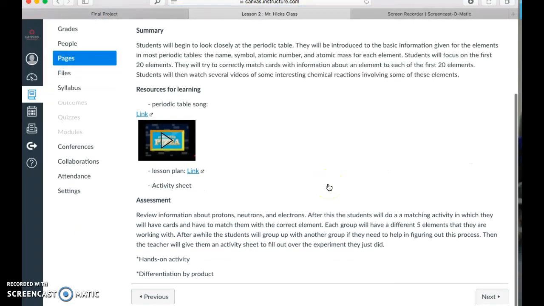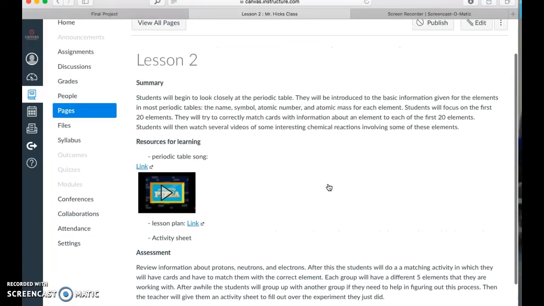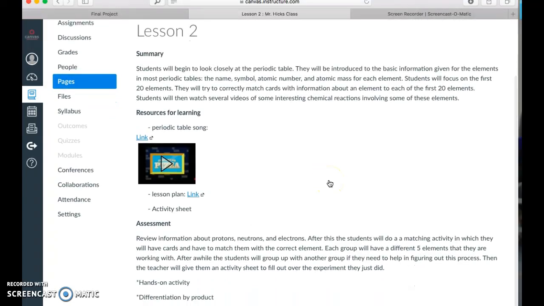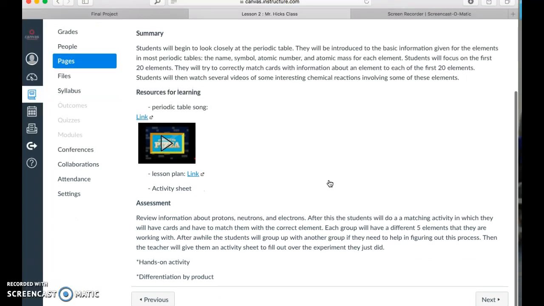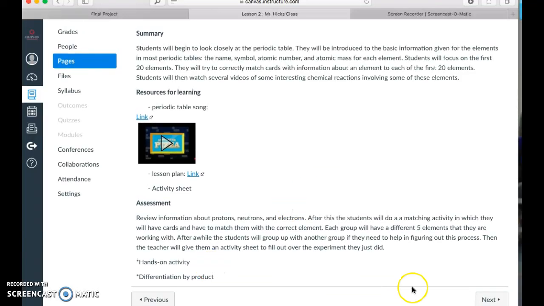For the second lesson, for the standard, the teaching tools I used were hands-on activity and differentiation by product. And for this lesson, the students were looking at the periodic table, and they were just looking at the first 20 elements. And then for the assessment, they were doing a matching activity with a group of people, and they all had 5 different elements that they were working with.